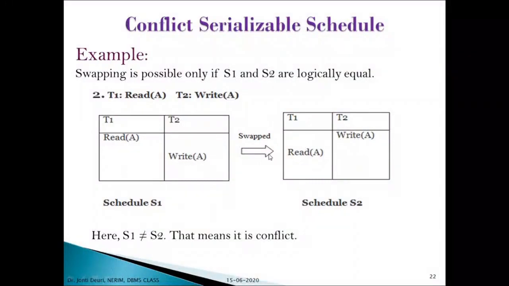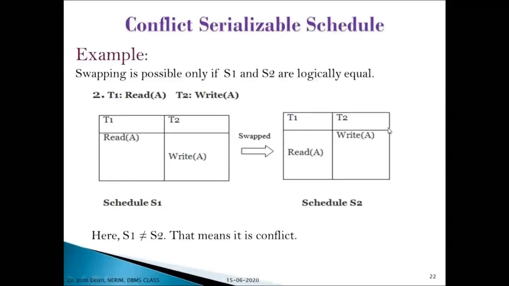After swap, what will happen? First, you write the value of A. After that, you do the read. So both are not the same. They will not give you the same answer. The output or result may not be the same. So in this case, the schedule is a conflict. So this is a conflict serializable schedule.